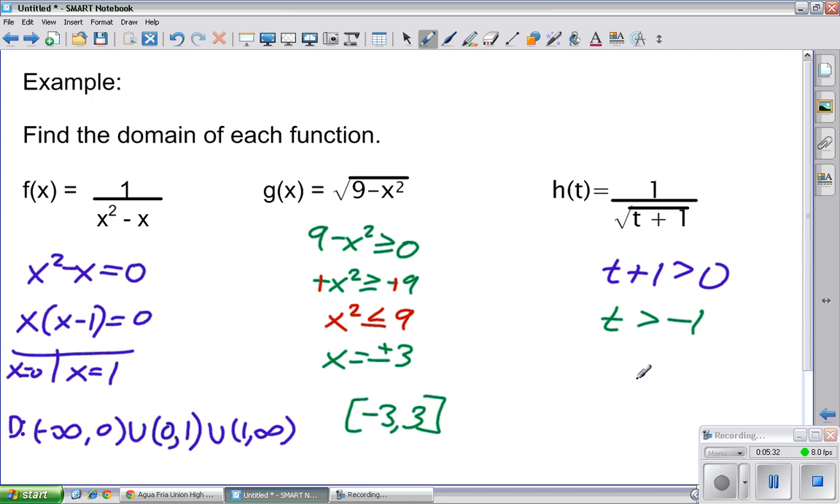So as an interval then, t has to be greater than -1, so that would be from -1 to infinity. And the -1 is not included, so another parenthesis. So remember, the trick to finding domain is just knowing what you are not allowed to do mathematically in the function. You can't divide by 0. You can't take a square root of a negative.